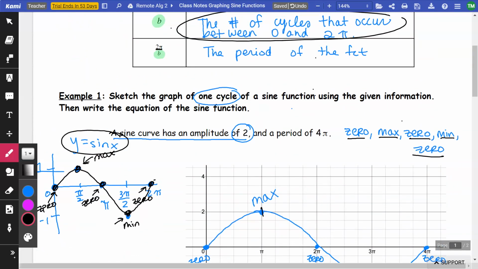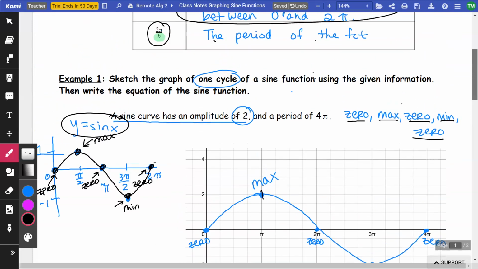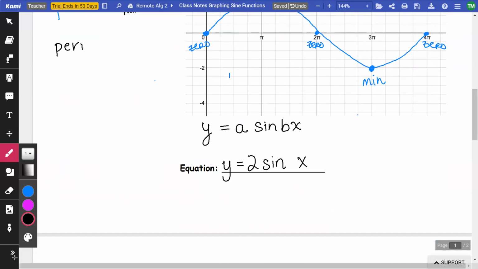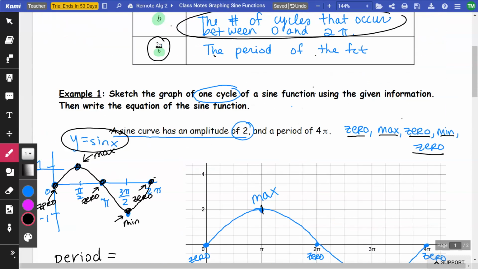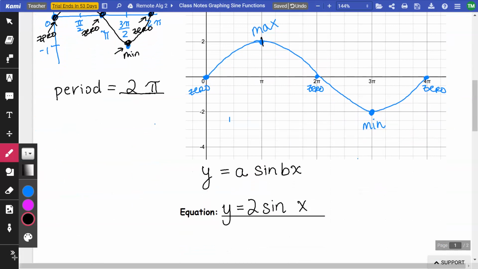And we can find 2 pi divided by b gives us the period of the function. So if we need to, we can use the period to help us find b. So remember, the period is equal to 2 pi over b. Well, we know the period of this function is 4 pi. So 4 pi is equal to 2 pi over b. We can use this information to actually solve for b.